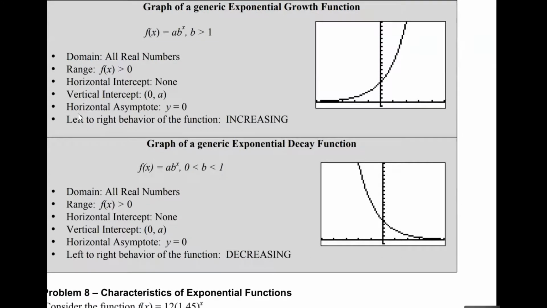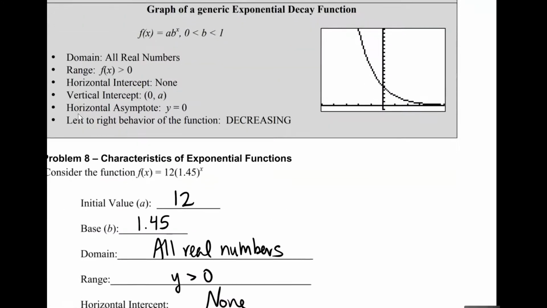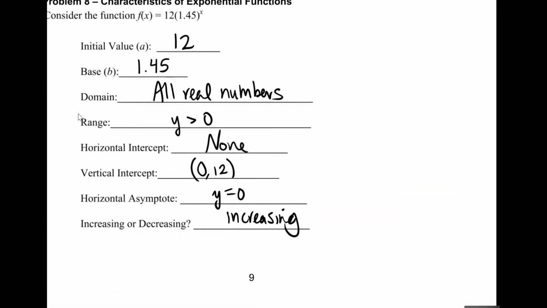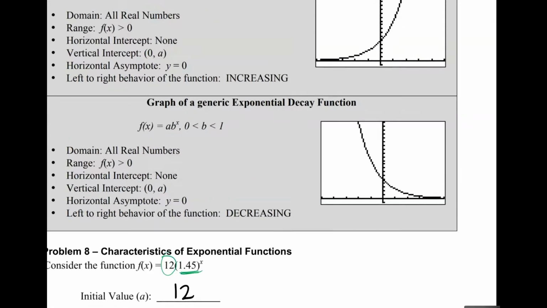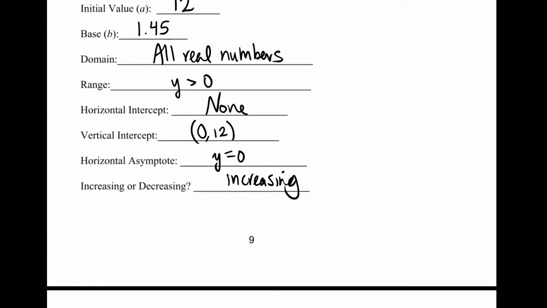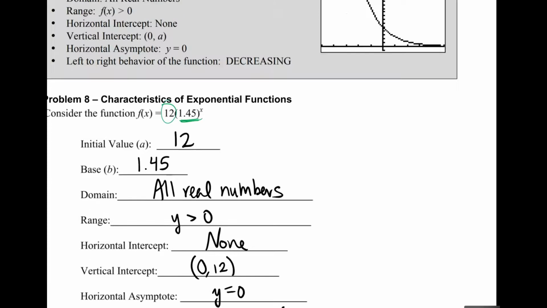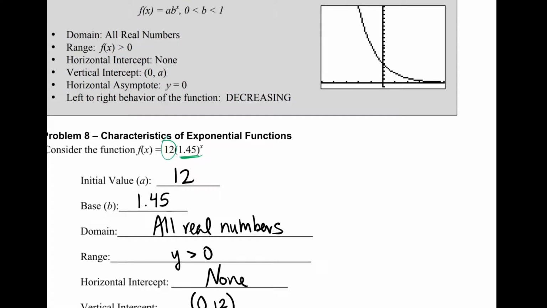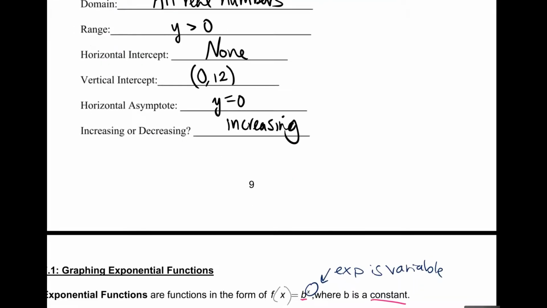This is what I'm talking about: exponential growth, exponential decay. So our initial value is this first one. You know, our base is the number here. Domain for exponentials are always all real numbers. The range is always greater than 0, right? Unless you flip it over the x-axis, right? You start with your range greater than 0. Horizontal intercept, there are none, right? You don't touch and cross the x-axis. It doesn't touch the x-axis at all.